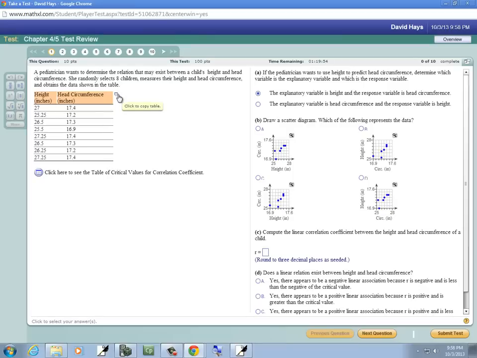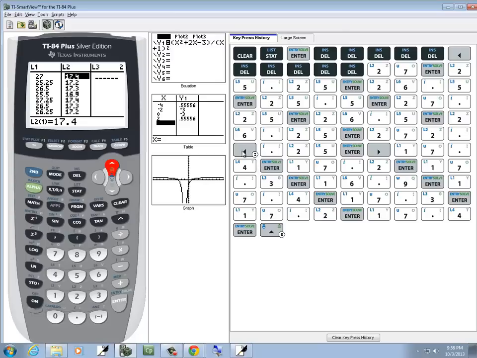Now, I think I can also click here. Oh, I thought I could, never mind. I thought I could bring it up larger so you could see it a little bit better. I know that's small. Okay, draw a scatter diagram.